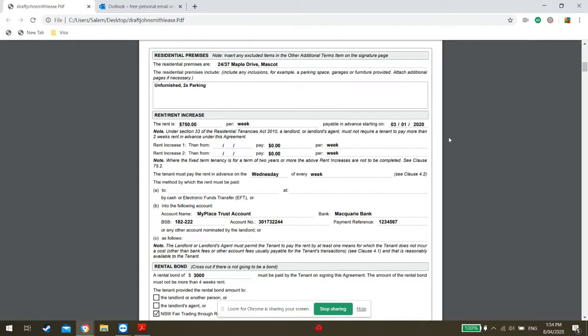The only difference now is that you'll be using the payment reference number on the bottom right-hand corner instead of your last name, and this will automatically log it into our system every time you make a payment.